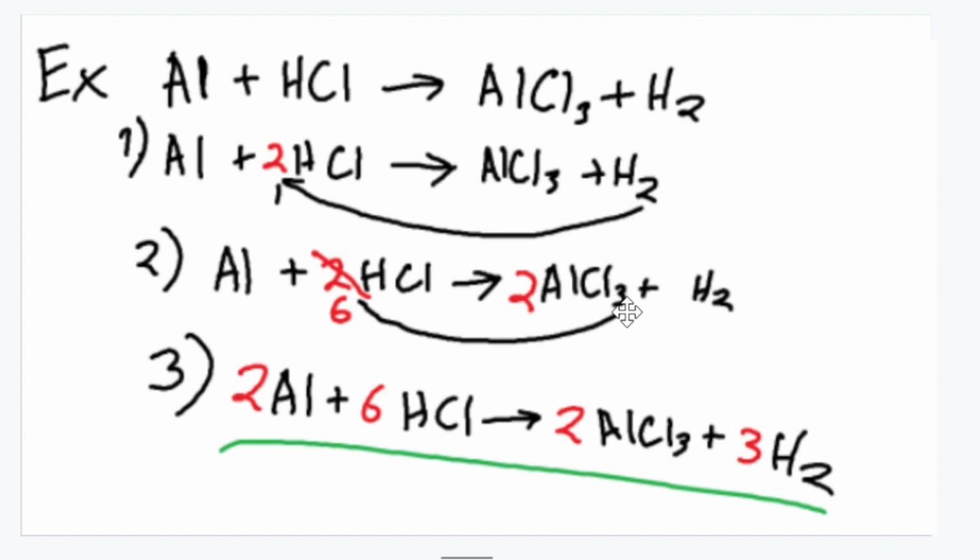And then from there, what you do is that 6 also affects the hydrogen. So 6 divided by 2, you just put a 3 right here. And since there's a 2 here for the aluminum, that would also mean that you'd have to put a 2 in front of the aluminum right here.